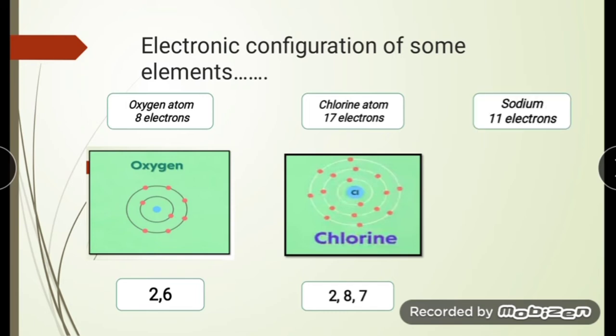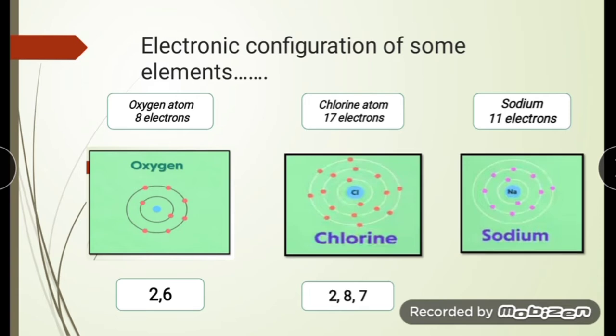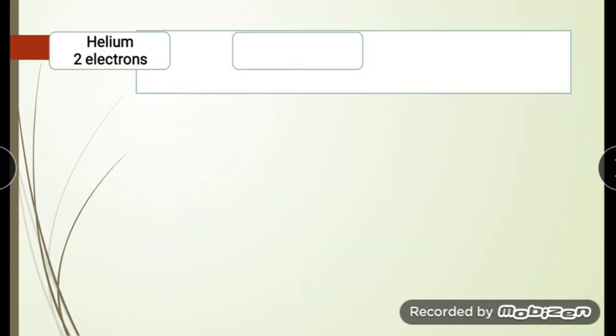Let's see the next one. Here the next example is the sodium atom. Sodium atom has 11 electrons. And how are they arranged? The 2 electrons in the first shell, the 8 electrons in the second shell and the remaining 1 in the outermost shell. So the electronic configuration of the sodium atom will be 2, 8, 1. Do you follow, children? Now moving further to some more examples.